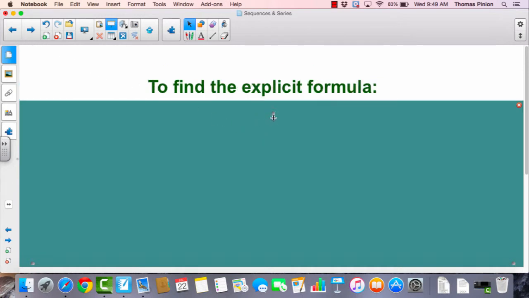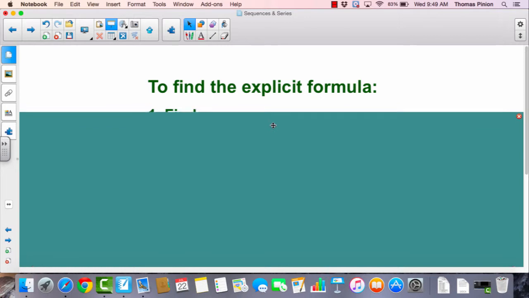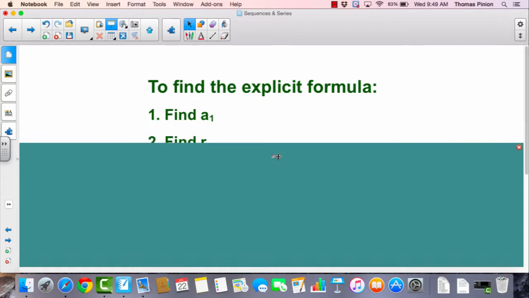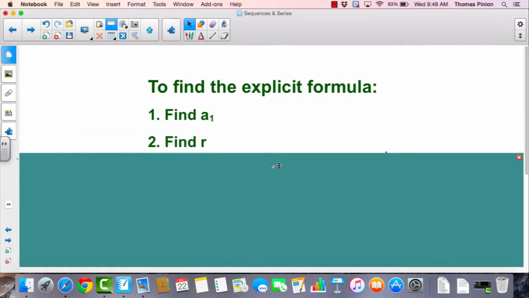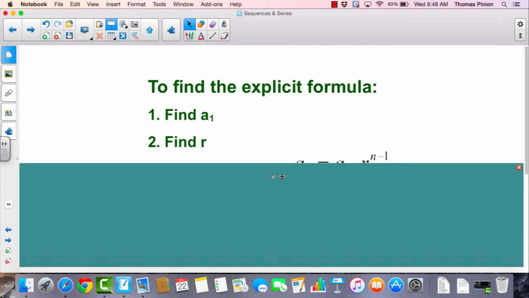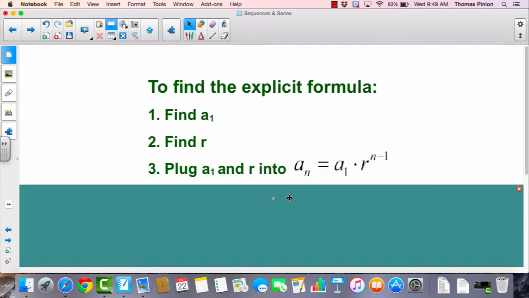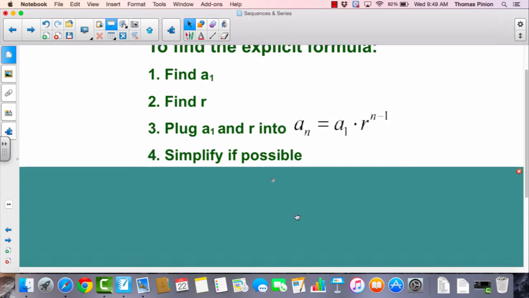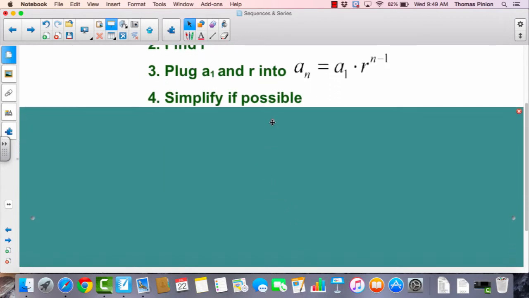To find the explicit formula, you must follow these steps. First, find A sub 1, your first term. Secondly, find r, your common ratio. Plug those two values into our explicit formula for geometric sequences, and then simplify if possible. Let's look at an example.